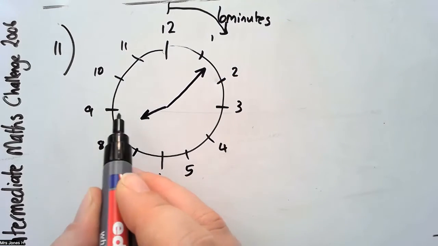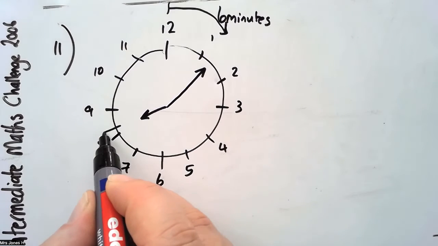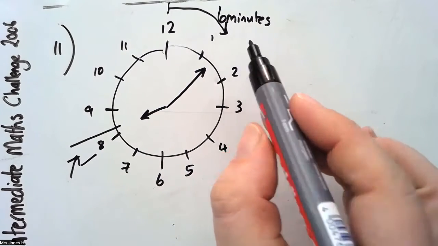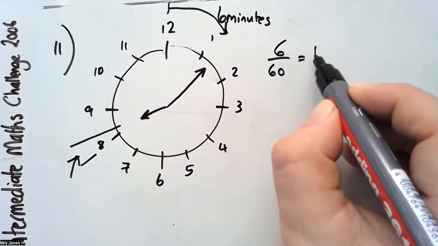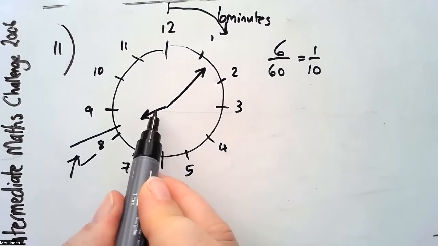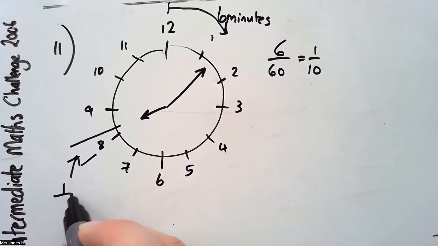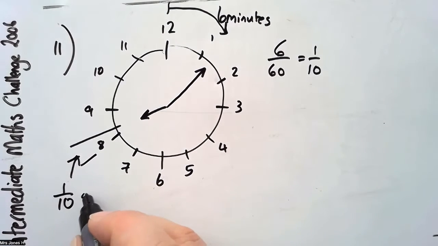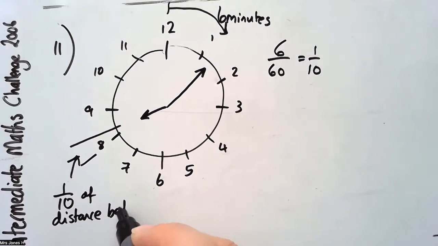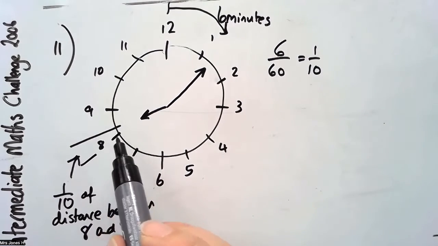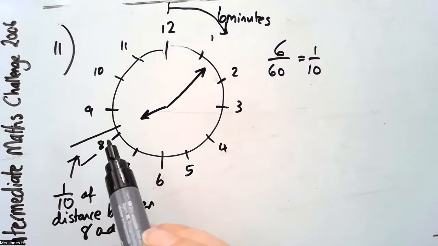This one moves the proportion of the hour. So the point where this comes off between here and here is actually 6 over 60, which is 1/10. So the hour hand will have moved 1/10 of the distance between the 8 and the 9. I haven't really drawn it like that, but it's a small section in here between 8 and 9.